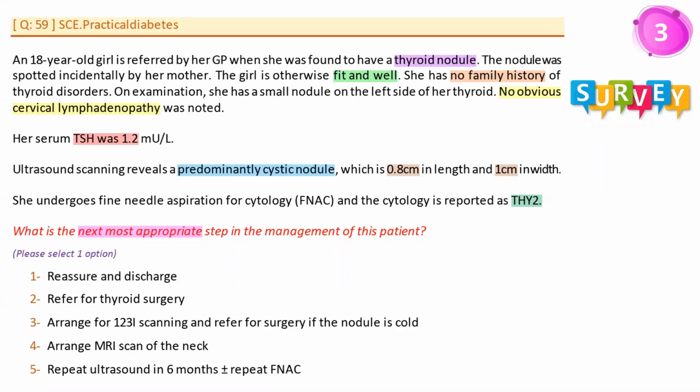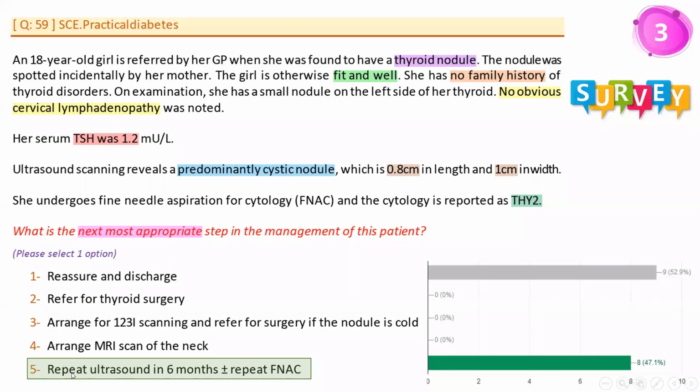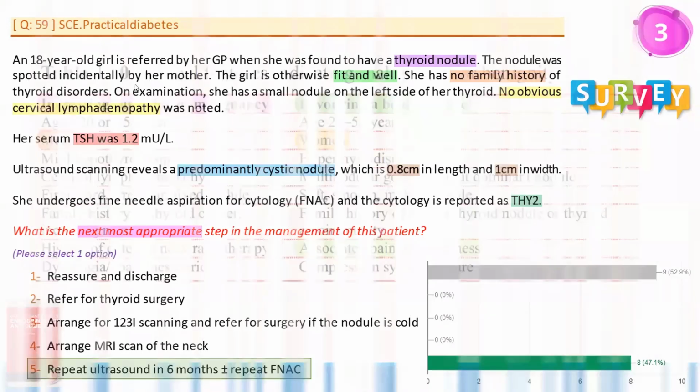In this situation, as the age is 18, we should go to repeat thyroid ultrasonography after 6 months, not immediately. So repeat ultrasound in 6 months, plus or minus repeat fine needle aspiration cytology, because the age is less than 20, which increases the risk of malignancy.